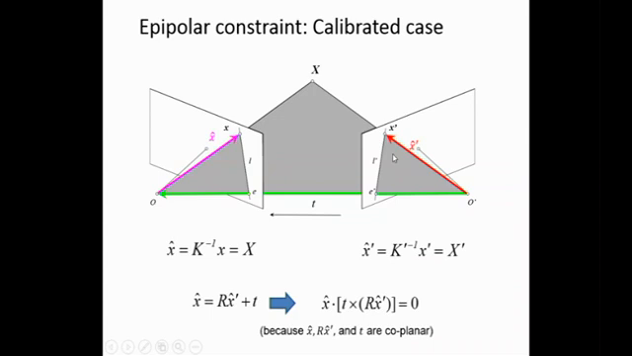And to see that, note that R x hat prime is going to be on the same plane as this triangle, right? T is on the same plane as this triangle, so that means that T cross R x hat prime is perpendicular, right? Because if you take the cross product of two vectors, you get a vector that's perpendicular to them. And because this is perpendicular to this plane, and x hat is also on this plane, where x hat is this vector from this camera center through the corresponding point, then x hat dot that direction perpendicular to the plane must be equal to 0. And so this gives us our constraint. This is basically saying that x hat will be on the epipolar line that corresponds to this other image.